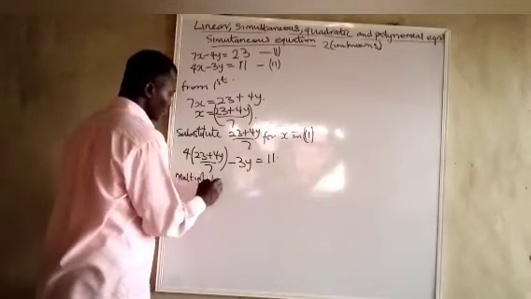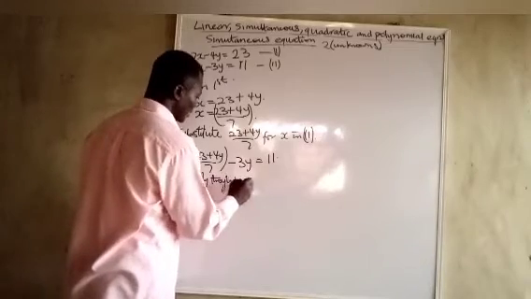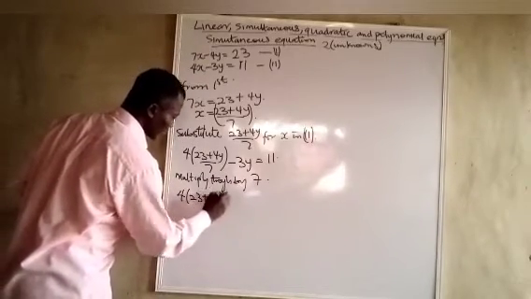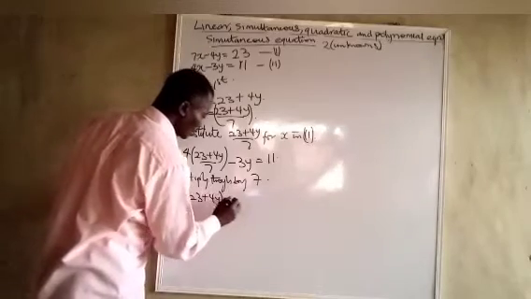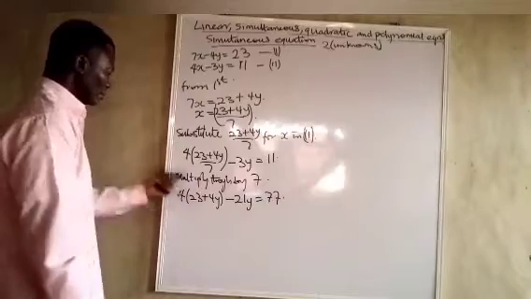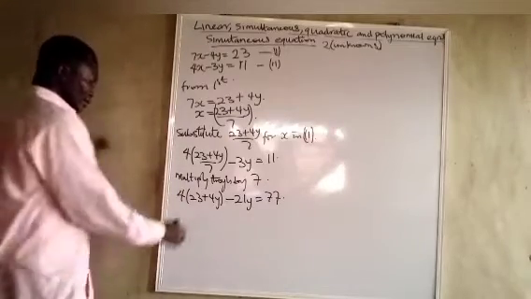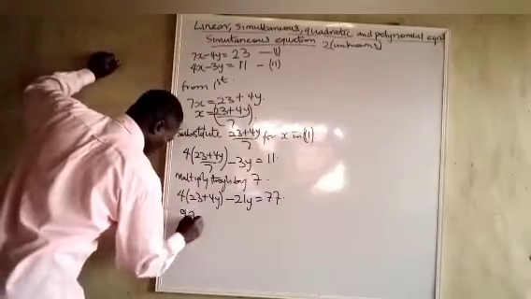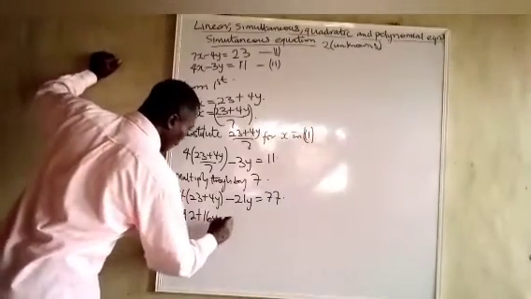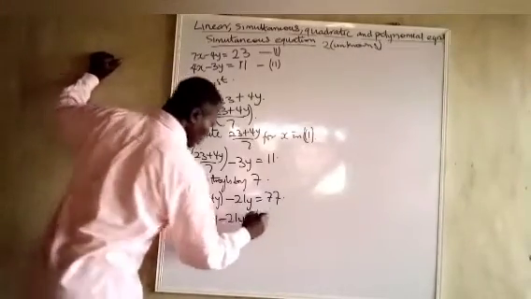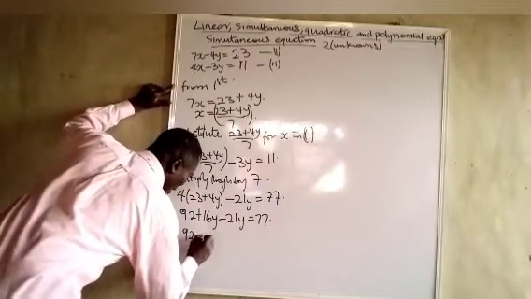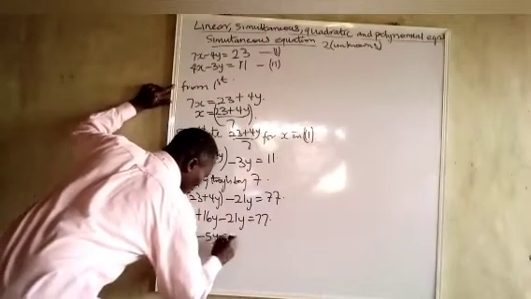Multiply through by 7. So I can now say 4 times (23 + 4y) minus 21y is equal to 77. 4 times 23, that's 92, plus 16y minus 21y is equal to 77. And you can now say 92 minus 5y is equal to 77.